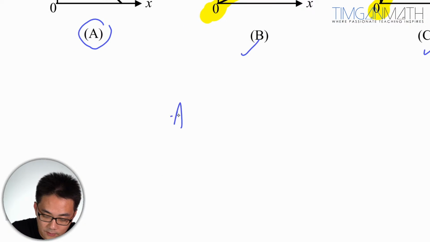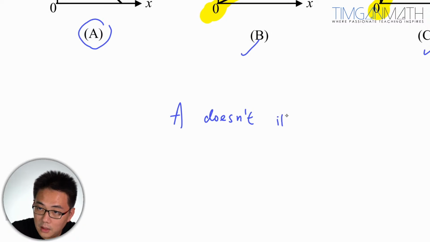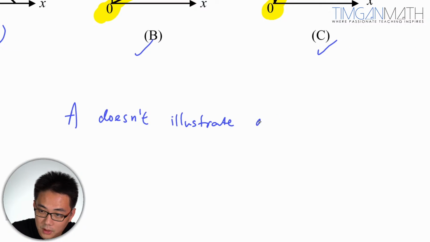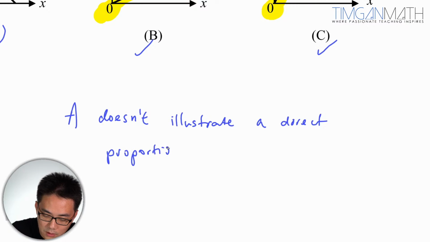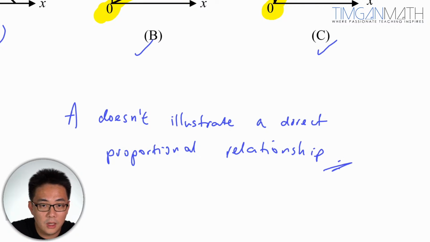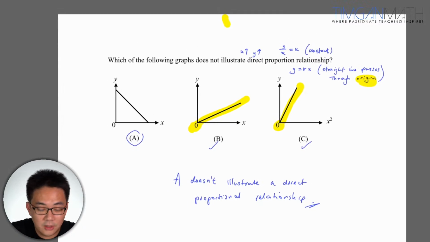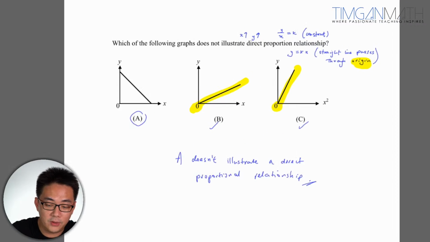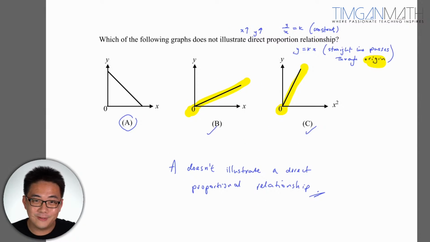So A does not illustrate direct proportional relationship. Okay, that's how we do this question here. I think it's pretty okay. Any question or comments, please do let me know, and I will see you in the next question.